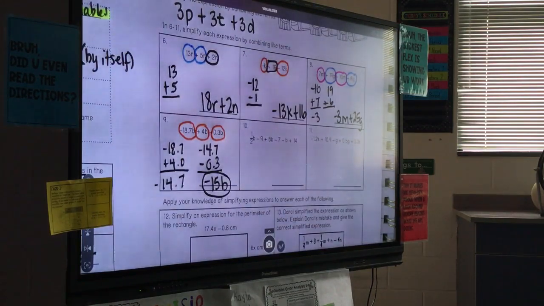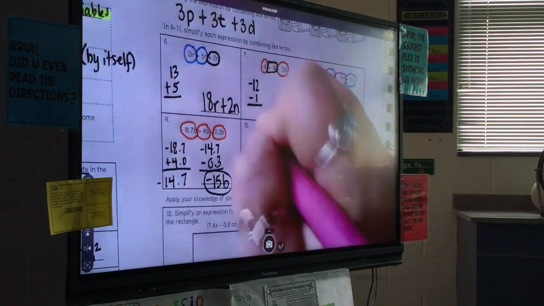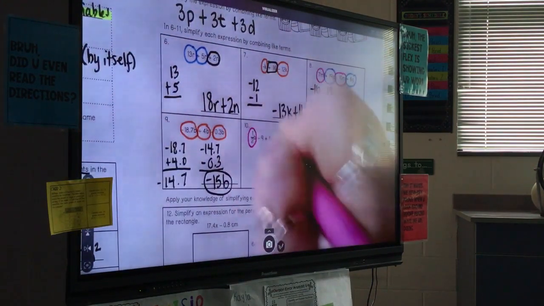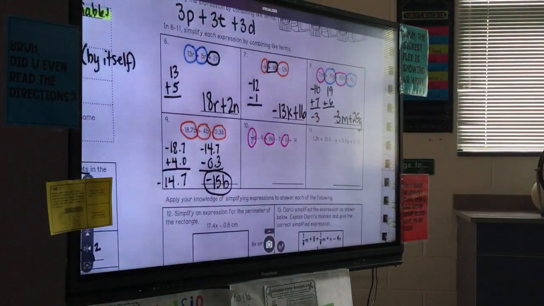All right, number 10, half b minus 9 plus 8b minus 7 minus b plus 14. Holy moly, that's a lot. Tell me which ones are the same. All right, Jeffrey. 1/2. Okay. Positive 8b. Okay. Negative b. Perfect. All right, and then you want to tell me the other ones?